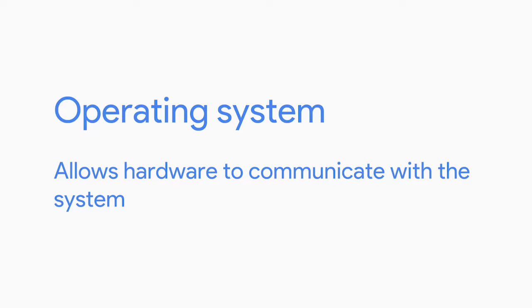The operating system allows hardware to communicate with the system. Hardware is created by many different manufacturers. The operating system allows them to be used with our system regardless of where it came from. In the next few lessons, you'll learn about the major operating systems that we use today, and you'll be able to understand all of the underlying components that make up an operating system.